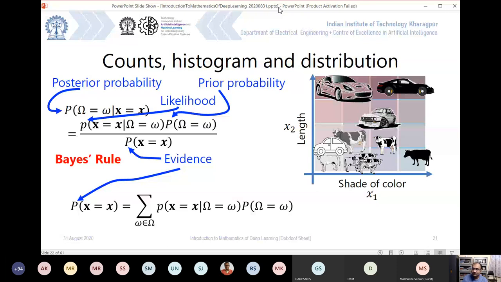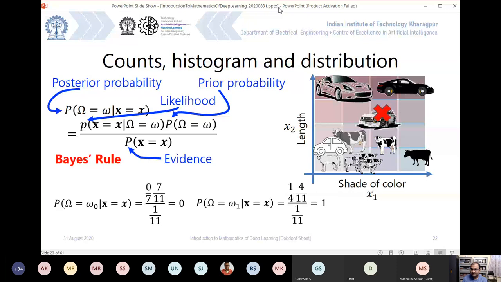Now, if I give you this position where I have marked a cross and ask you to find my posterior probability of getting a cow or a car, the probability of getting a cow becomes zero by putting in all the values from the previous matrix. The probability of getting a car becomes one. And in fact, you did see that there was a car present over there. Great, I'm happy with this.